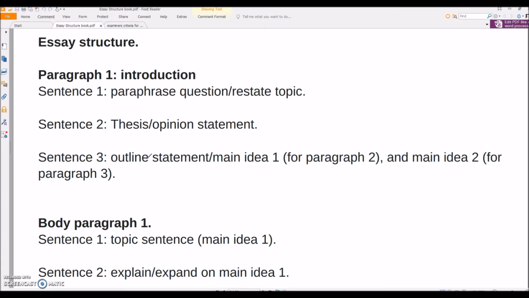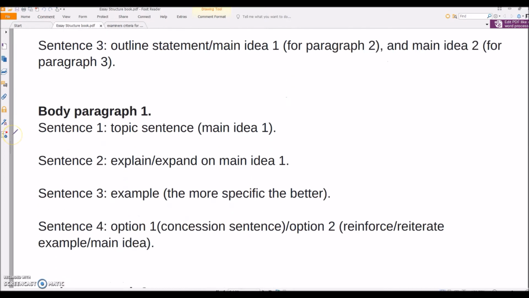What the examiners really do not like are memorized sentences such as, the following paragraphs will illustrate my opinion, or in this essay I will give reasons for my opinion. They don't like it. If you use those memorized answers, you will get a penalty, so don't do it.